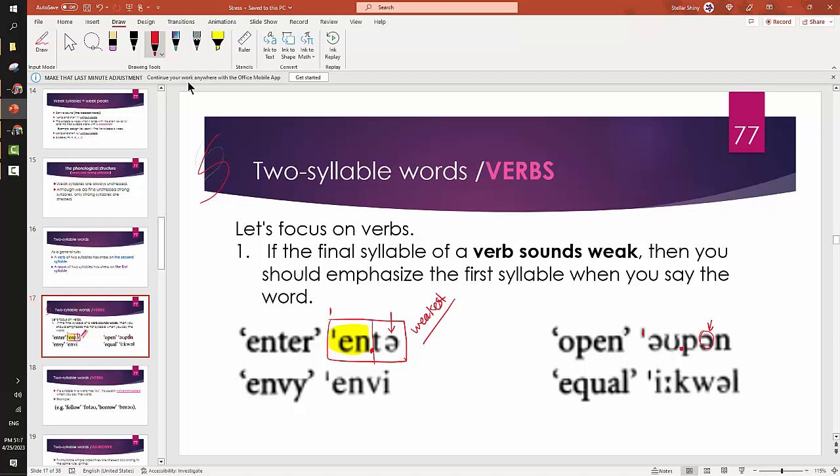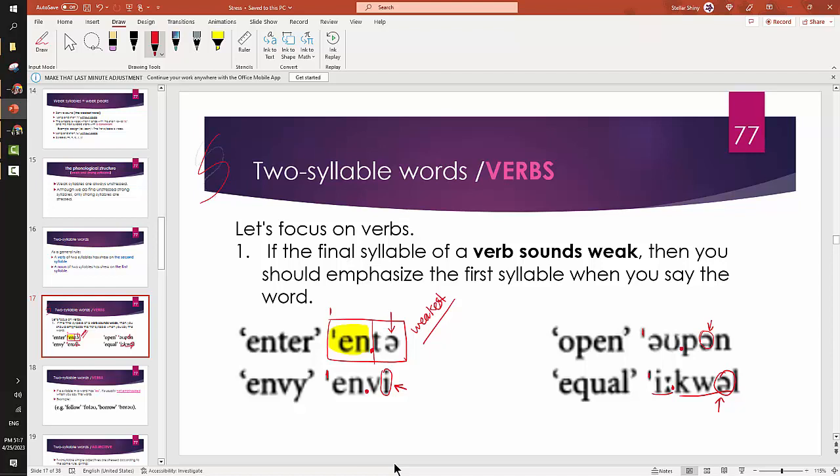What about envy? Two syllables. The stress is on the second syllable? Let's see. We have here a short e sound, and it is weak. We cannot stress weak syllables, so we put the stress on the first syllable. Equal. The peak of the second syllable is the schwa sound, and it is weak. We cannot stress weak syllables, so we put the stress on the first syllable.